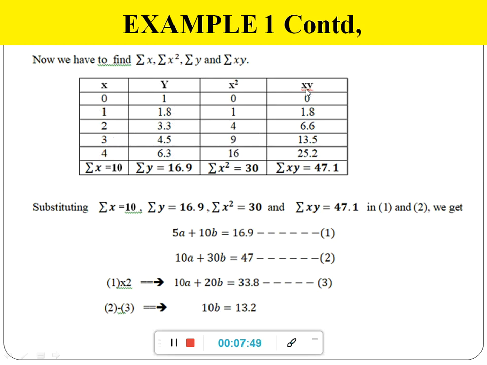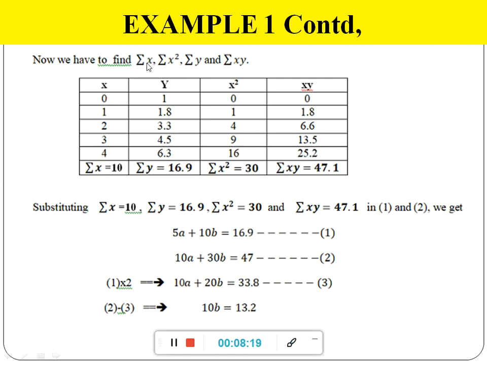Then in the next column, find x into y, because we need summation xy. 0 into 1 is 0, 1 into 1.8 is 1.8, 2 into 3.3 is 6.6, 3 into 4.5 is 13.5, 4 into 6.3 is 25.2. After finding all the columns, find the summation of all the values.